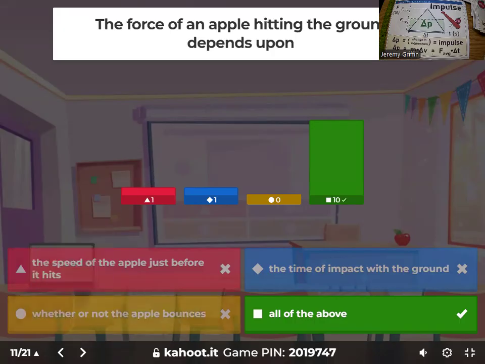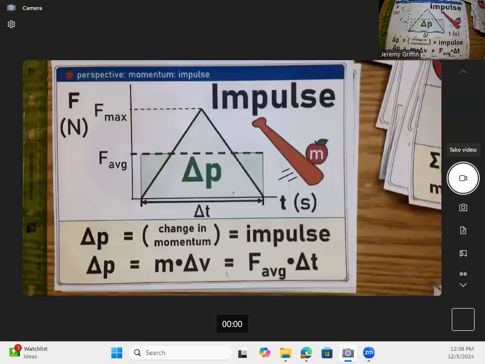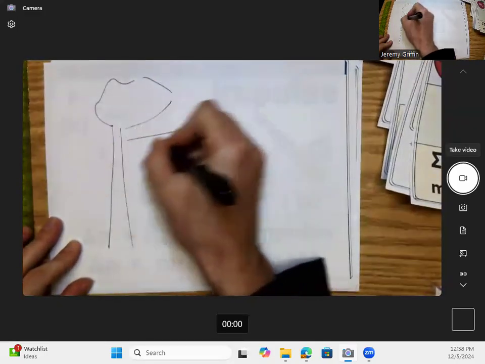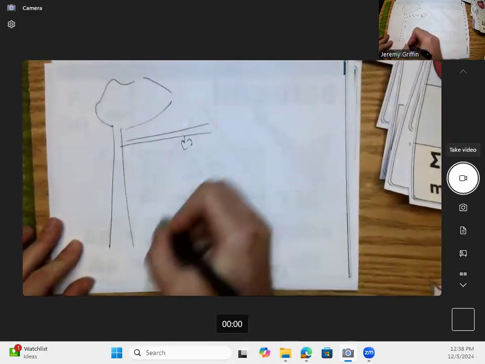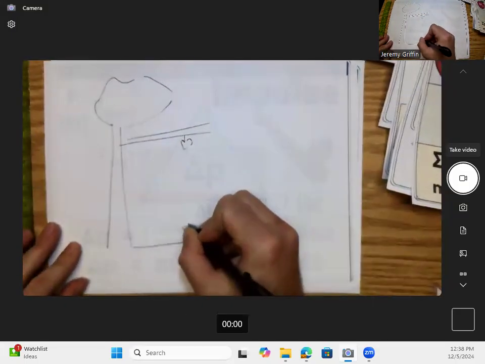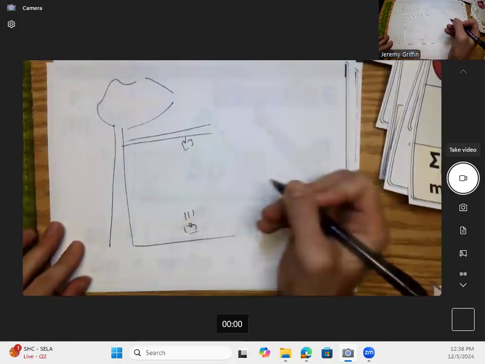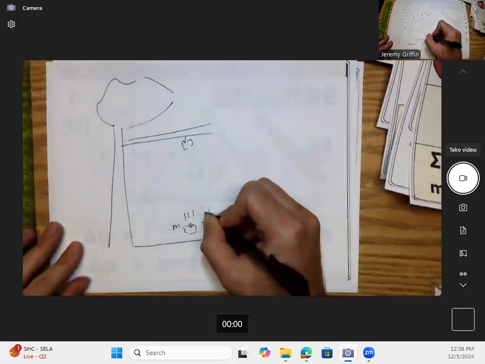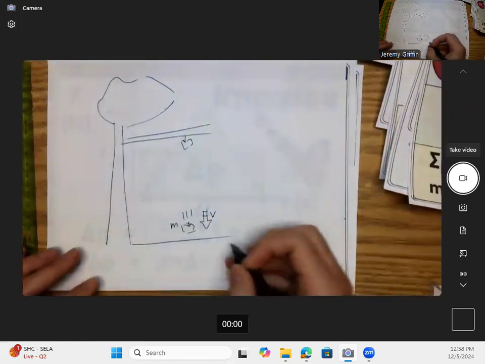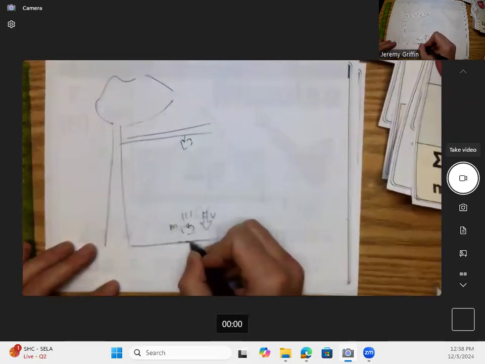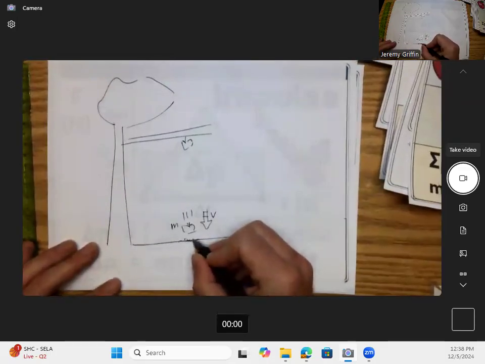Let's try this out. Okay, so we've got a tree, one branch and one apple. Ground. This is some height it's falling from. And when it gets right about here, this apple is falling really fast. It's got some mass, it's got some velocity. And then maybe it hits the mud and sticks in the mud, like an inelastic collision. It comes to a stop.